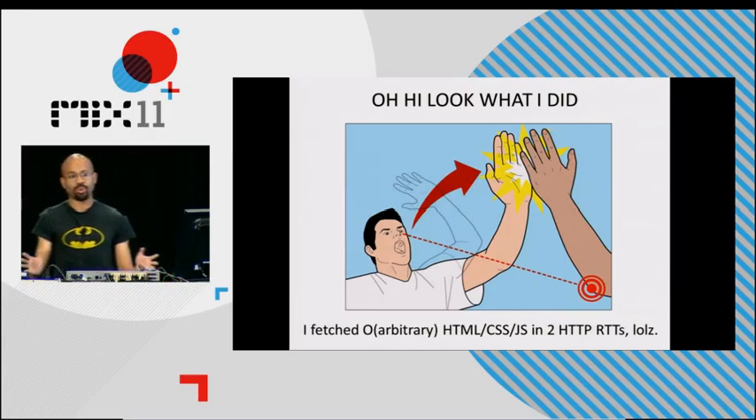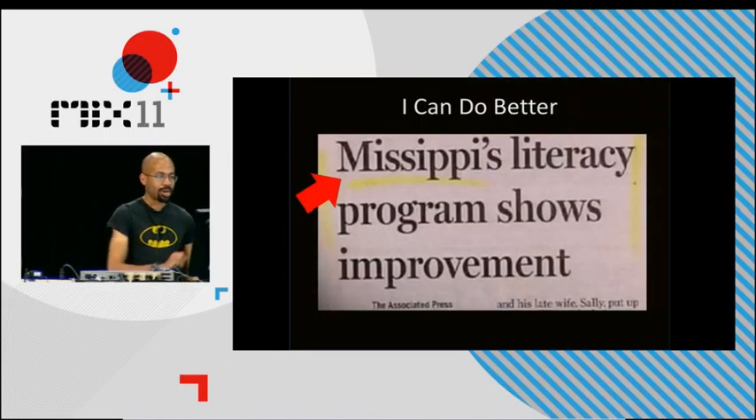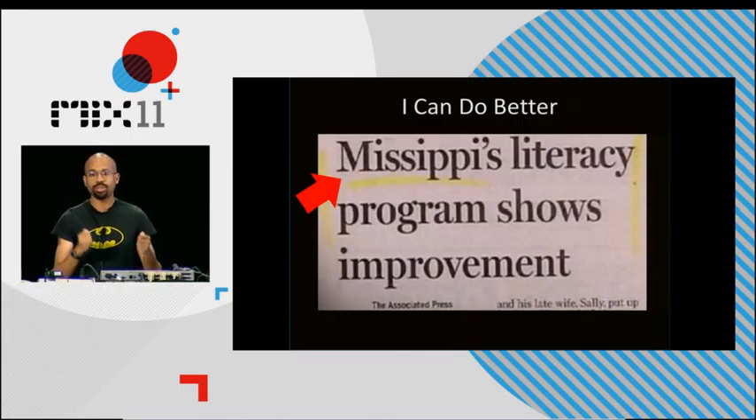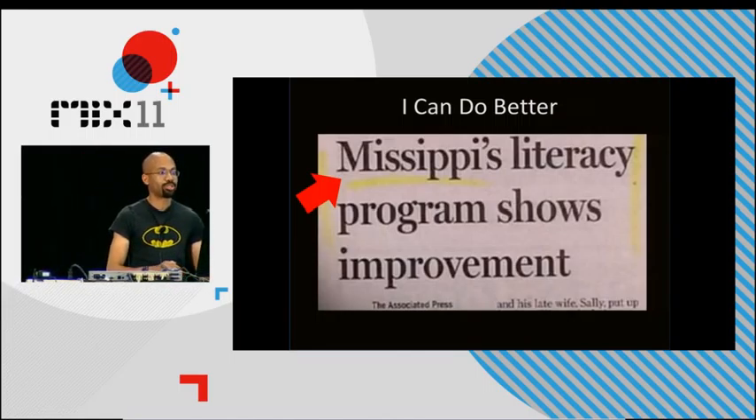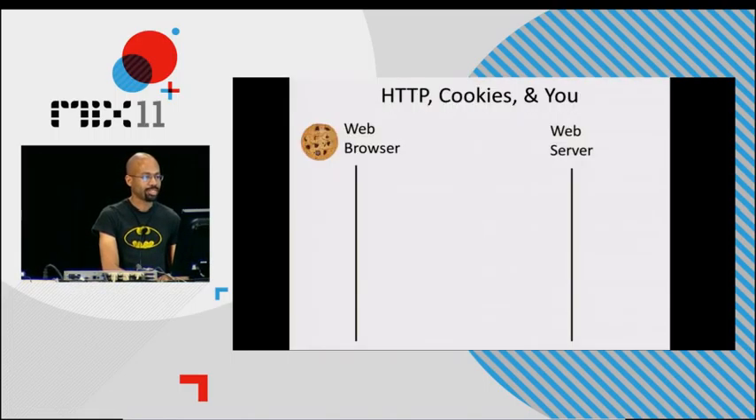So that's pretty cool. That's all that it is. It's actually not that complicated, right? So using that simple protocol, I've fetched an arbitrary number of HTML, JavaScript, and CSS files in two round trips, right? However, like Mississippi's literacy program, I can actually do much better, right? So what I'm going to show you now is how we can use cookies to get rid of an entire round trip, which is half the round trips we're using right now, i.e. down to one.